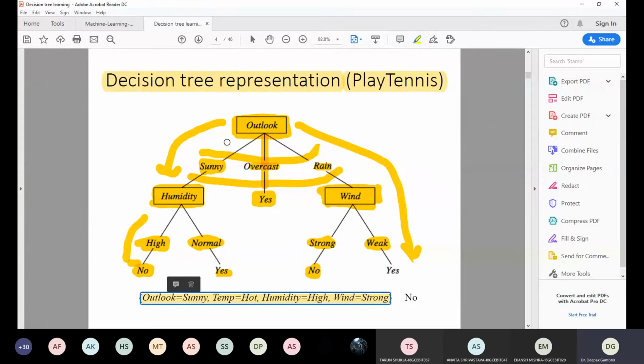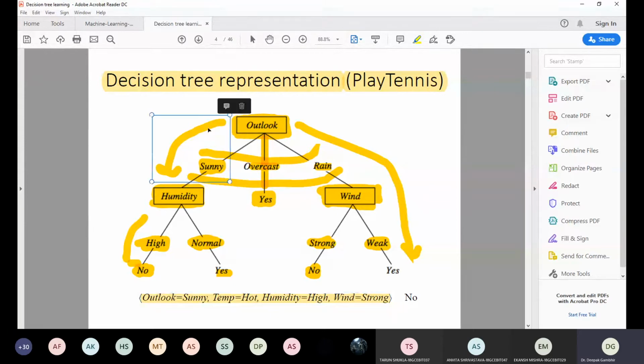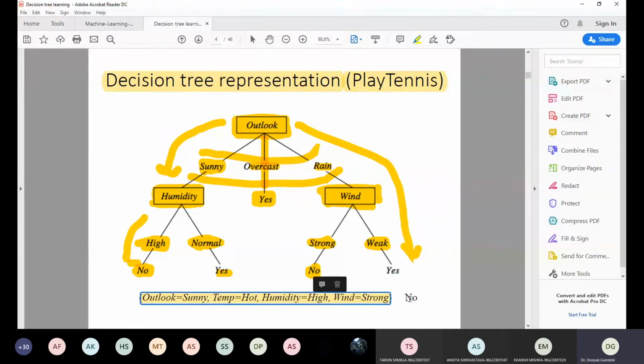Now outlook is sunny, then it will follow this path. Outlook is sunny, then it will check humidity. When the humidity is given high, it means the resulting output is no. So the play tennis would not happen in this case. So it means the temperature being hot and wind being strong will have no effect on this decision tree output.